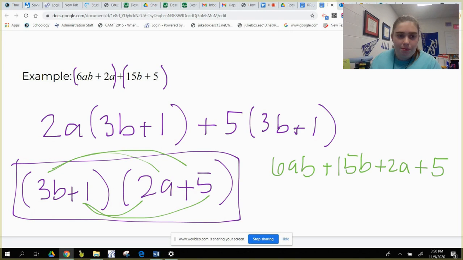So this is a really easy method, right? There's not a lot of work to this one. So not a lot of instruction for today.